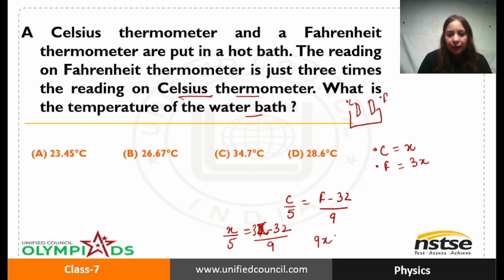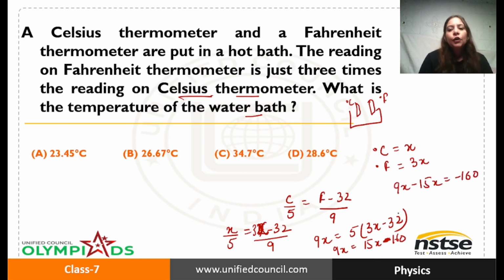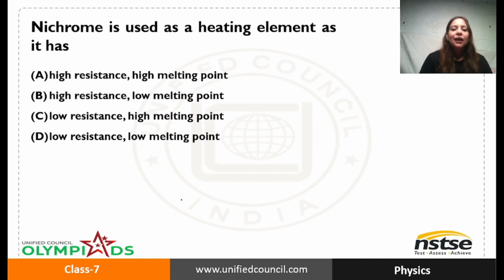You can solve it by cross multiplying. Now when you solve for it, you will get your answer. I hope you all know how to solve for it. You will get your answer as option B, that is 26.67 degree Celsius. So this is how, by using the relation between degree Celsius and Fahrenheit, you can solve this question.